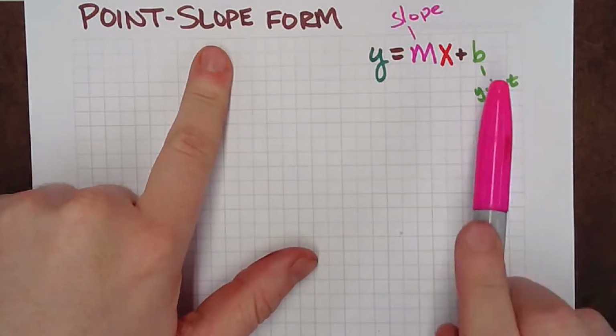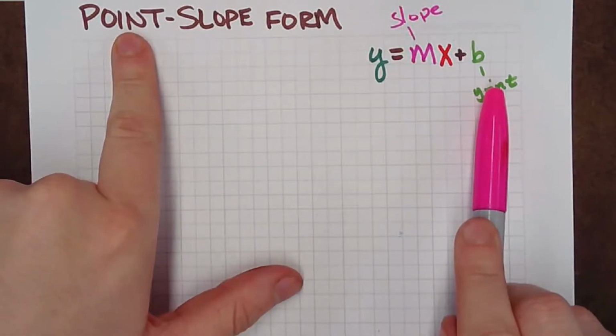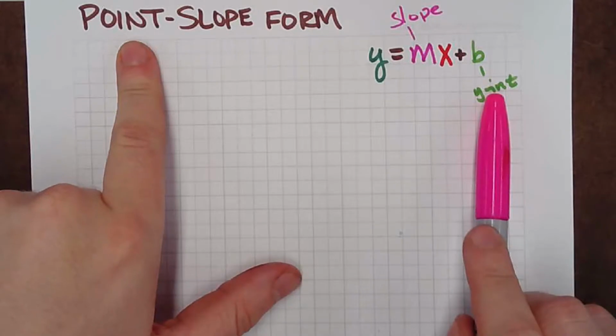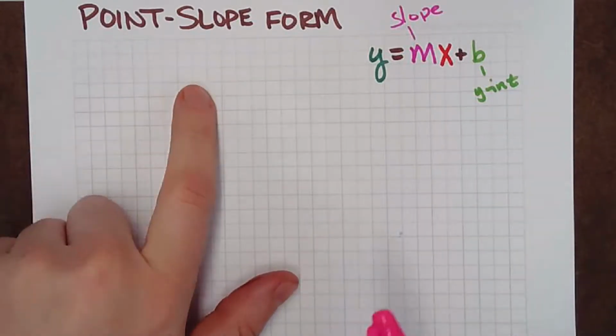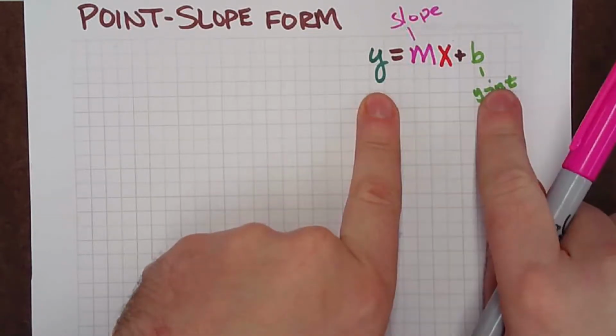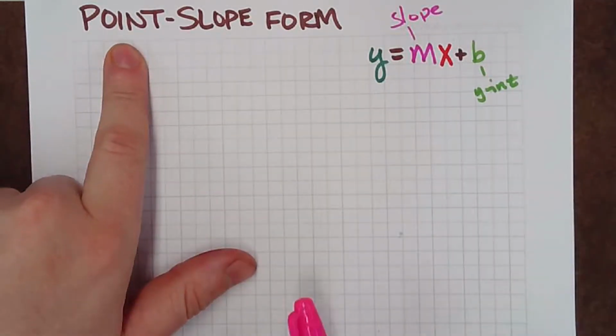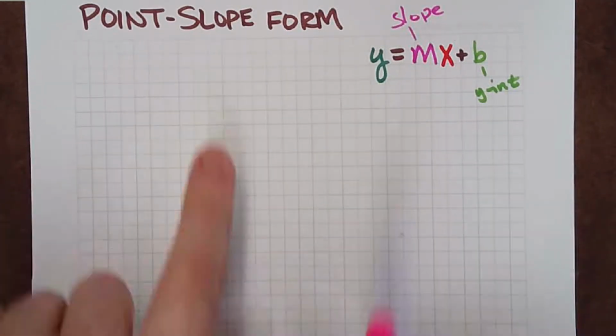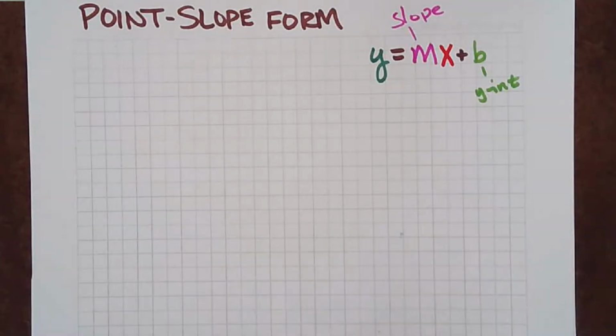And instead of having an intercept, we're going to have something that's called a point. And you know what that is, right? That's a coordinate. So what we're going to do here is instead of having an intercept from the graph and the slope from the graph to make the equation, we can take any point they give us and a slope and put it together in an equation, which is really, really useful.